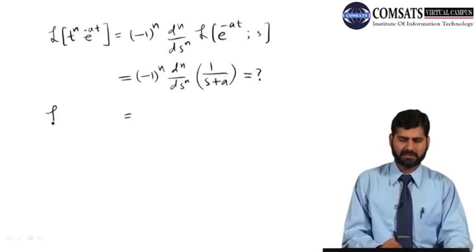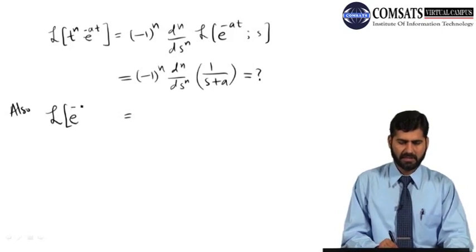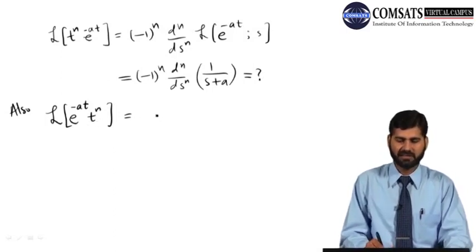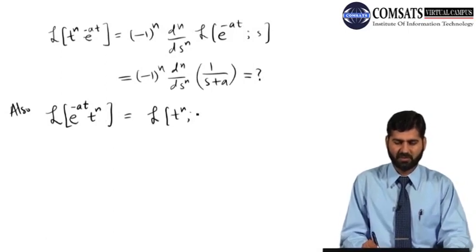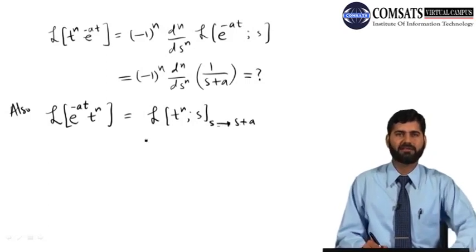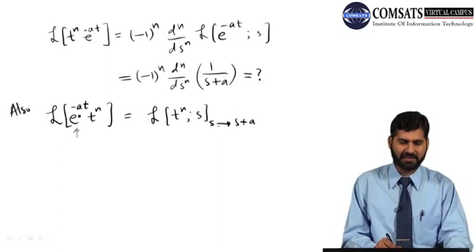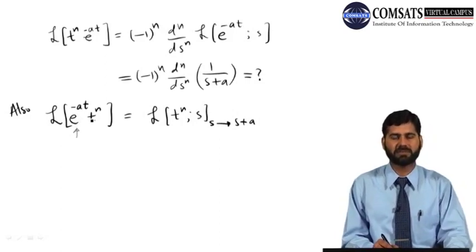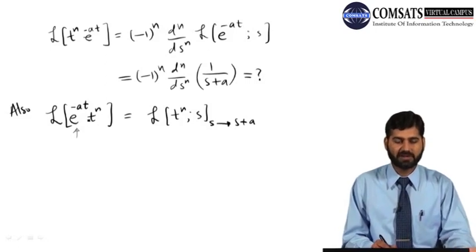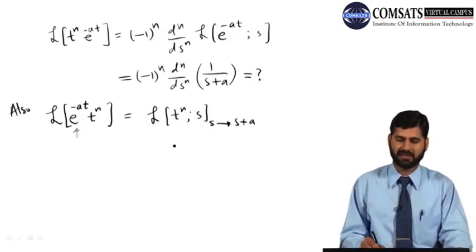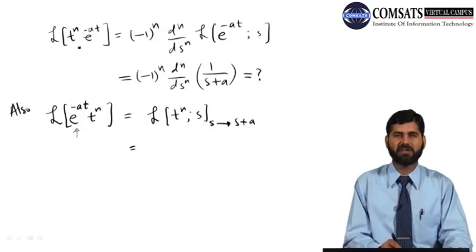Another way of doing it is this. Also, I can write e^(-at) here and t^n here. Then you take the Laplace transform of t^n only, and shift your origin from s to s plus a, right? Because this says that if an exponential is being multiplied by some function, you can take the transform of the function and shift the origin. So you can use either the shifting property or the differentiation property.